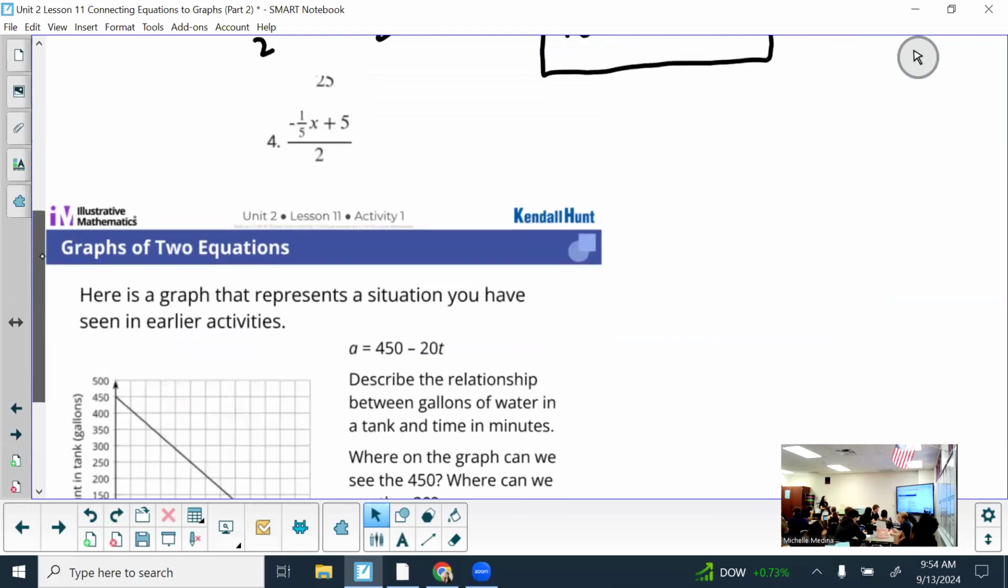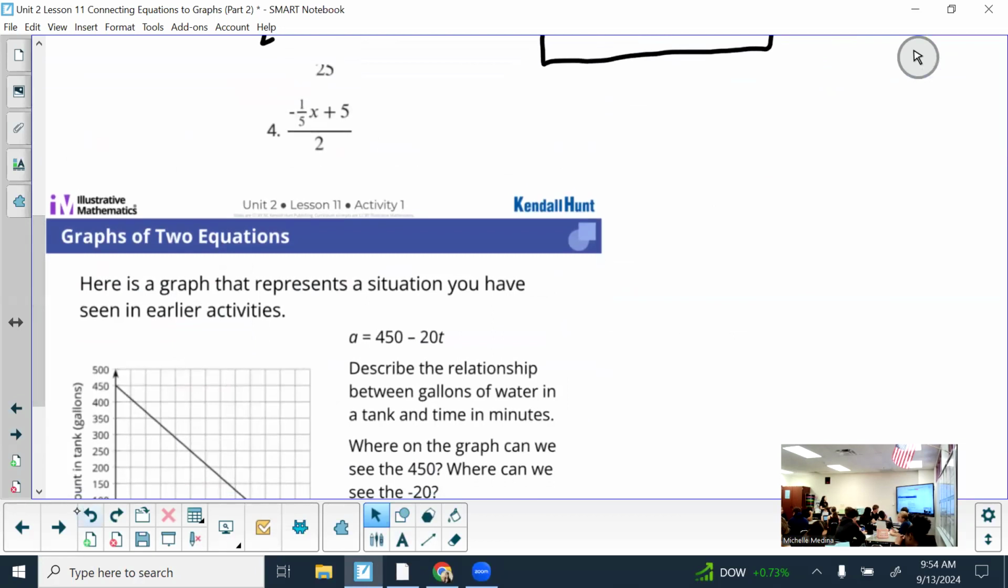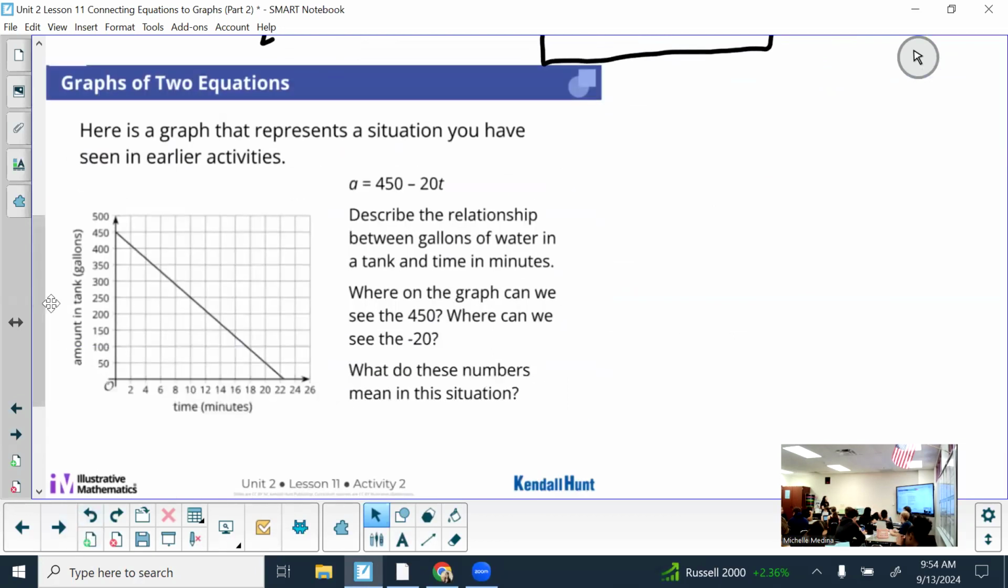We have a graph that represents a situation that you've seen in earlier activities, maybe more so on your homework, and an equation that you've seen before.